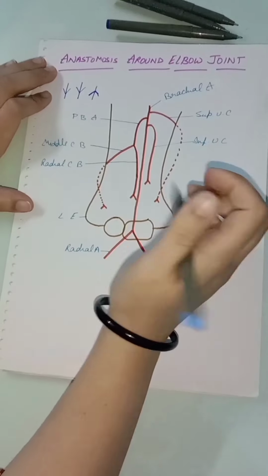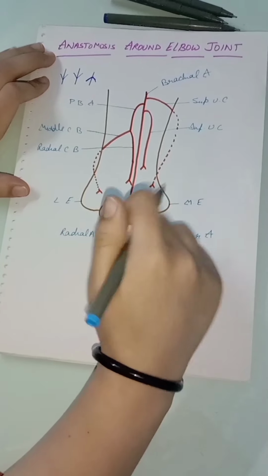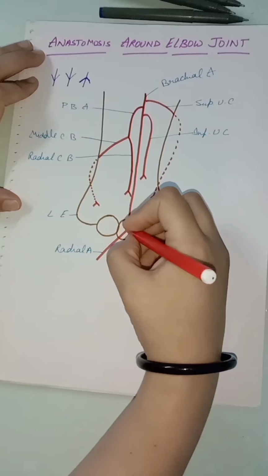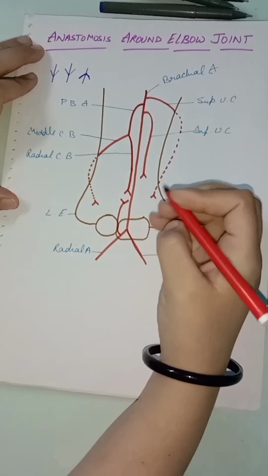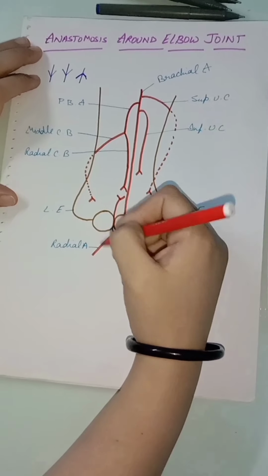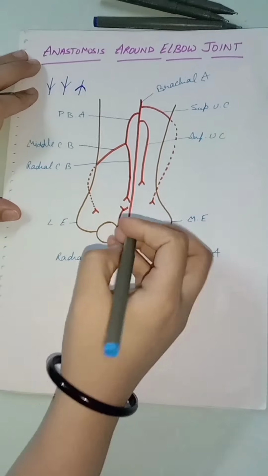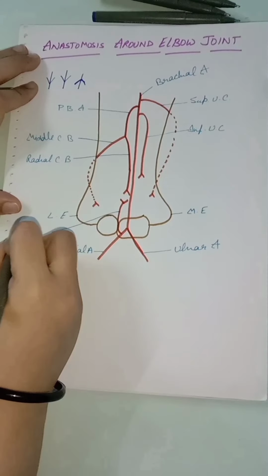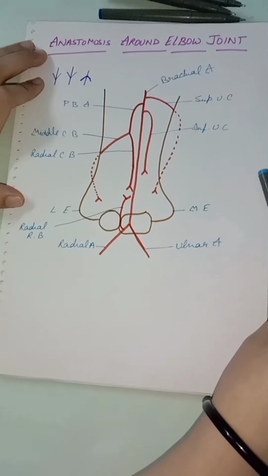Now we need 4 recurrent branches. First, we have the first recurrent branch from the radial artery. From this radial artery, it has an opposite blood flow from downward to upward. That's why these branches are recurrent branches. This is known as the radial recurrent branch.